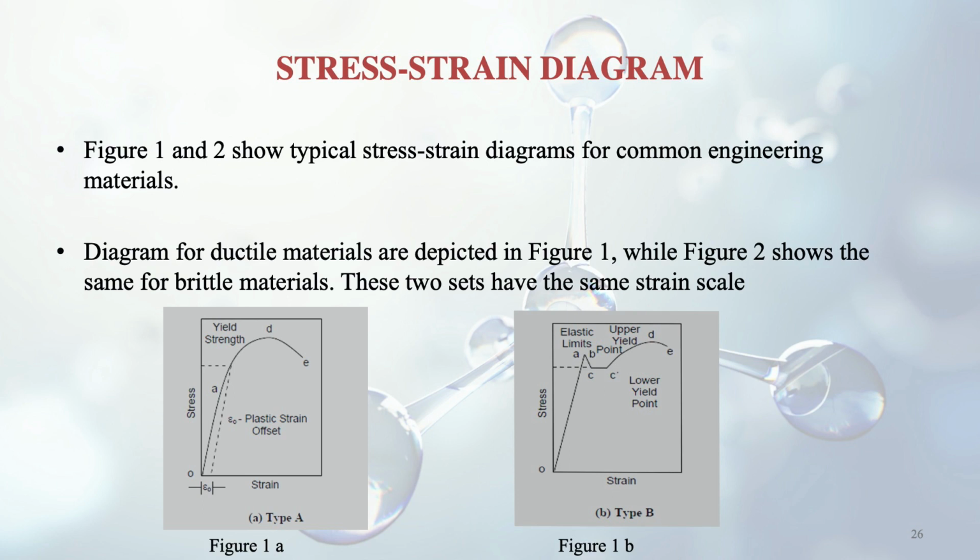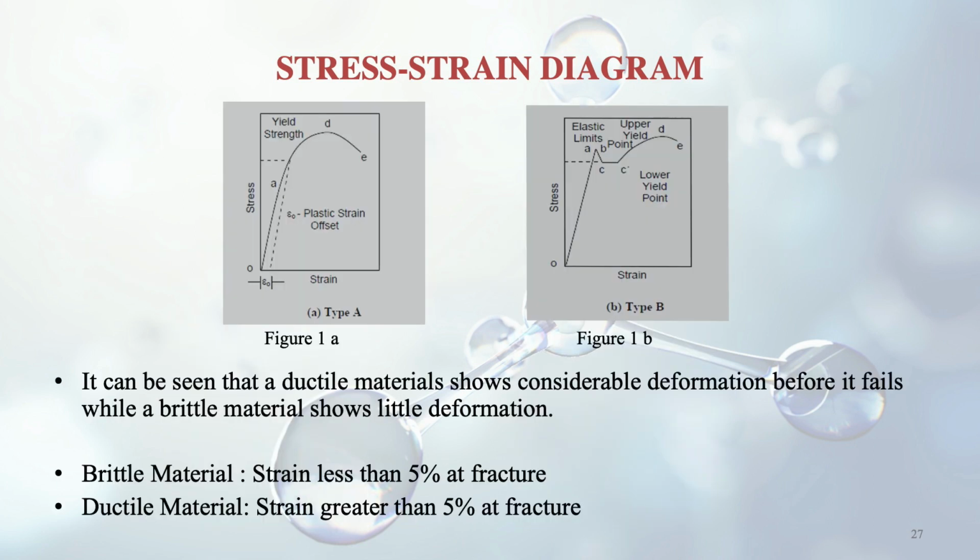So this is the difference between the ductile and the brittle materials. It can be seen that a ductile material shows considerable deformation before it fails, while a brittle material shows little deformation. This is the difference between the brittle and the ductile materials. Also, for brittle materials, the strain is less than 5% at fracture, and for the ductile materials, the strain is more than 5% at fracture. So this is one more difference between the brittle and the ductile materials.